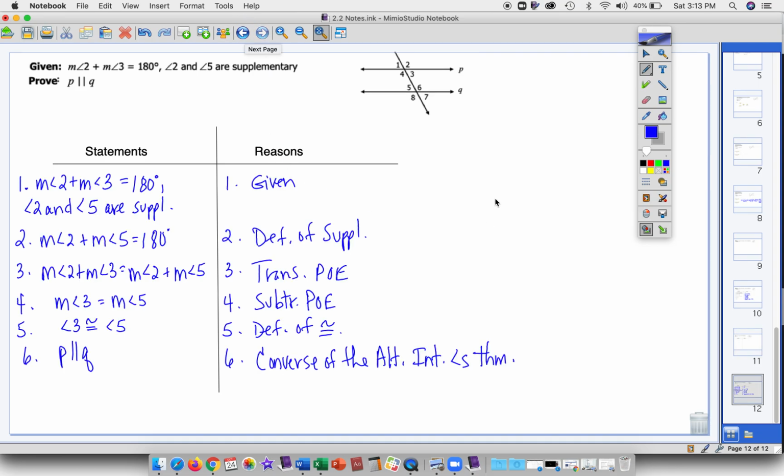So there's all the statements and reasons. And again, you can see we're using a lot of the same repeated ideas here. Just at the end, you have to look and see, okay, what am I dealing with? I've got angles 3 and 5, which are alternate interiors. So I'm using the converse of the alternate interior angles theorem.